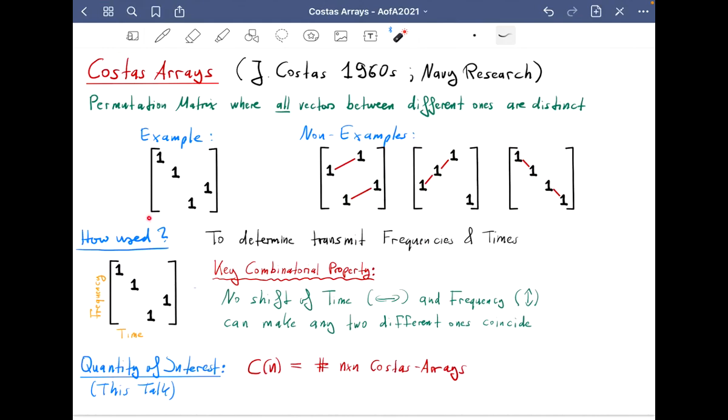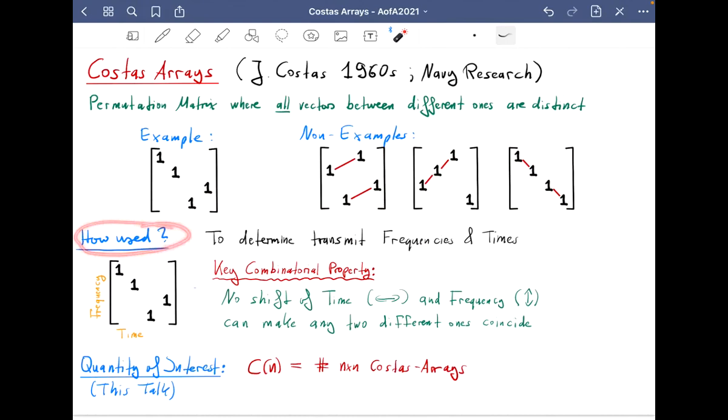So this constraint, that all these vectors are distinct, might appear at first sight not so combinatorial. So where does it come from? How is it used? The simplified story is that you can imagine you want to use these Costas arrays to decide at which times and which frequencies you want to send out your sonar pulses, for example. So here, maybe the columns determine the time and the rows determine the frequency at which you send out certain pulses.